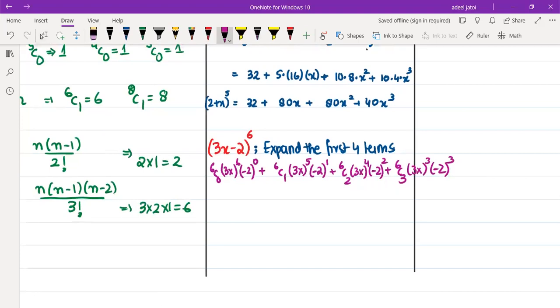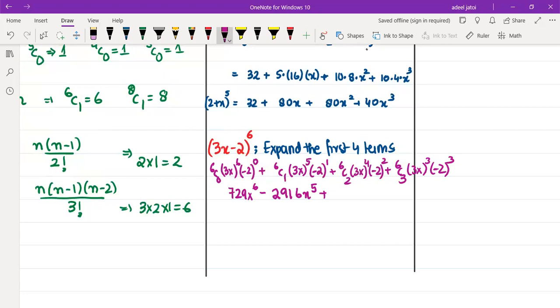So 3 to the power 6 is 729. This should be 729x to the power 6. Then we have 6C1, which is 6, 3 to the power 5, and obviously multiplying with negative 2. So the answer for this is negative 2916x to the power 5.